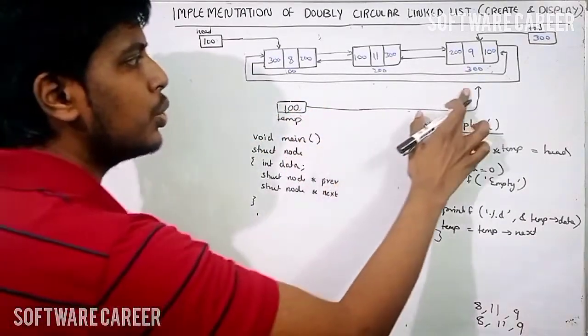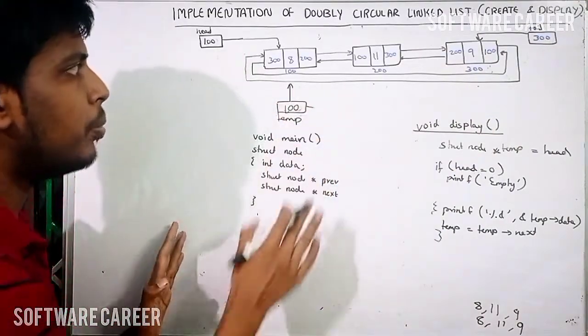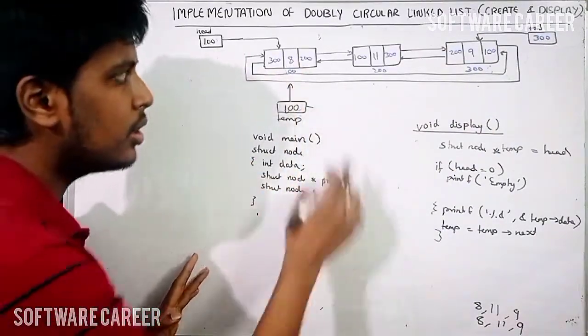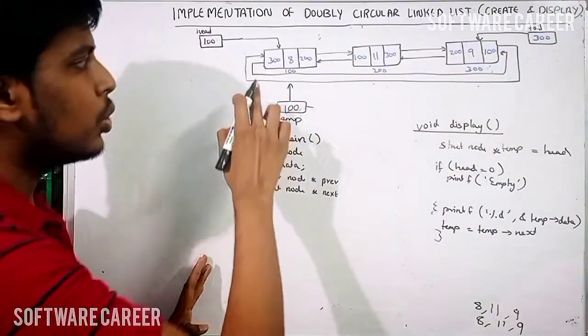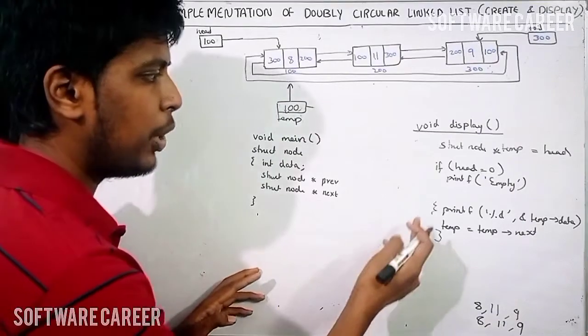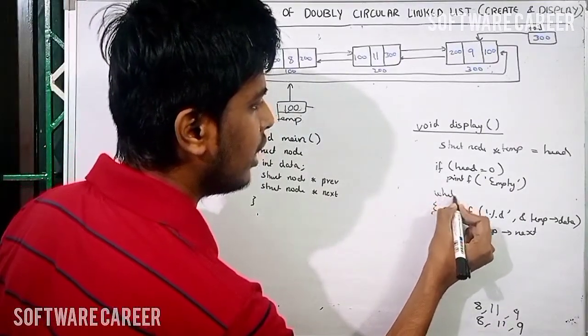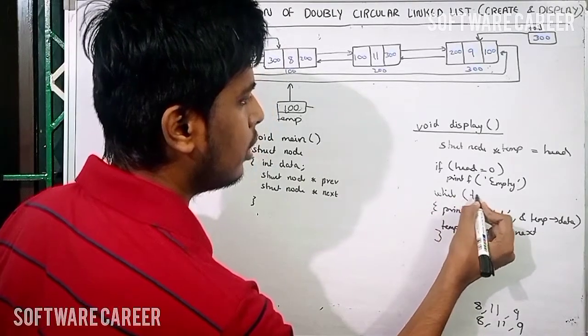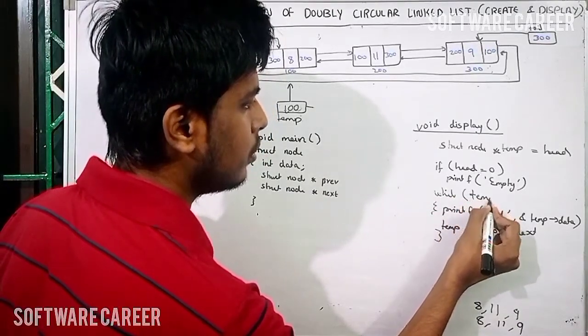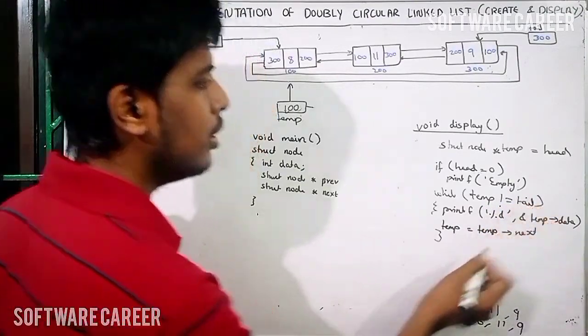Now you should move back to the same thing. But now you should not print the 8 again, because this is a circular linked list. So you should stop here. For that I am writing the condition. See here, while temp not equals to tail. See, this is the condition.